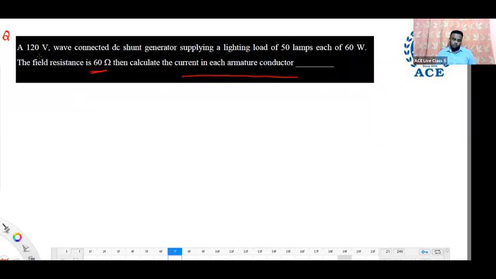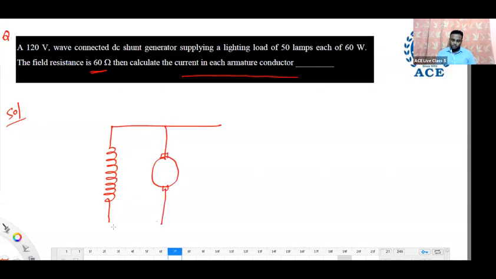First draw the figure, a 120 volt wave connected DC shunt generator. So draw the shunt generator figure. Loads are always connected in parallel only, no? Loads means connected in parallel. So there is a shunt generator.